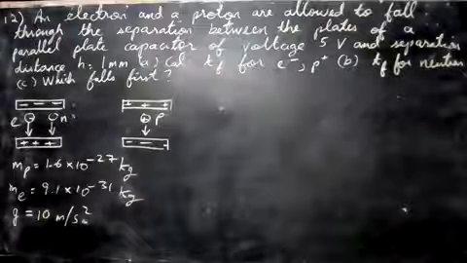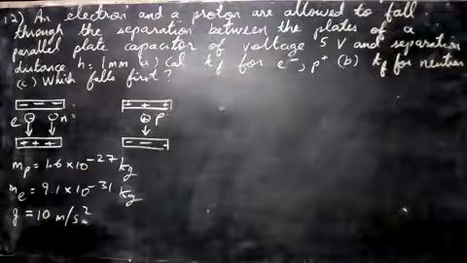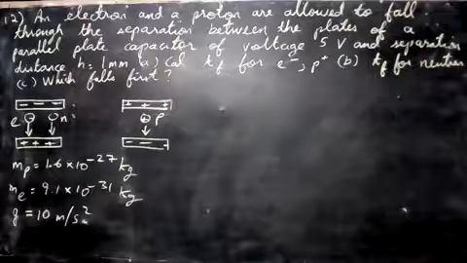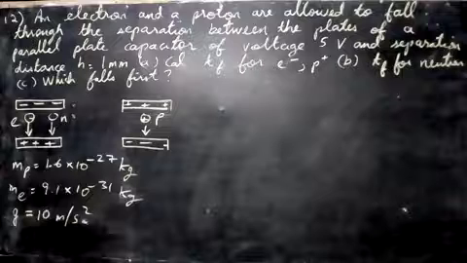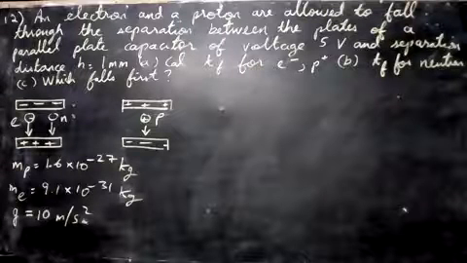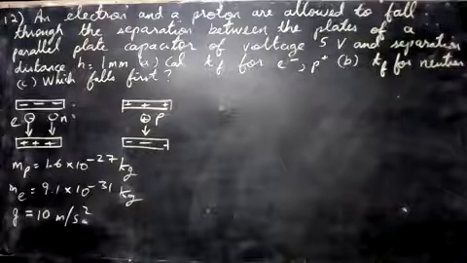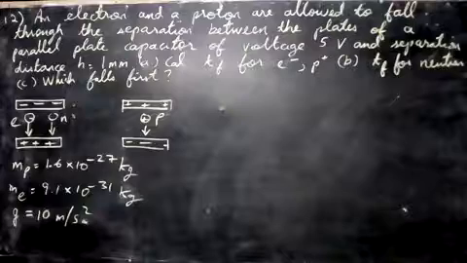Let us now go to the 12th sum. An electron and a proton are allowed to fall through the separation between the plates of a parallel plate capacitor of voltage 5 volt and separation distance h equal to 1 millimeter. Calculate the time of flight.